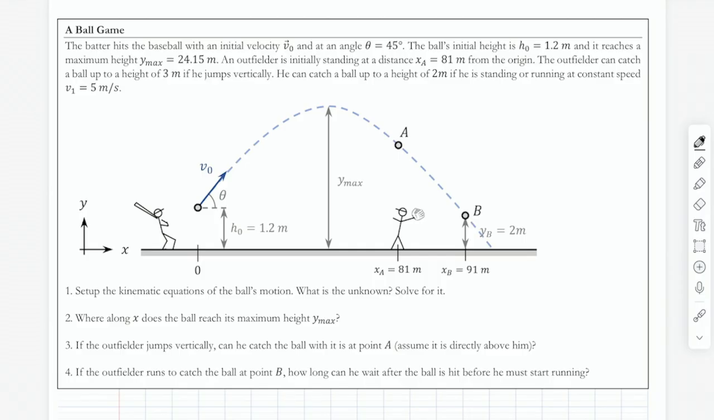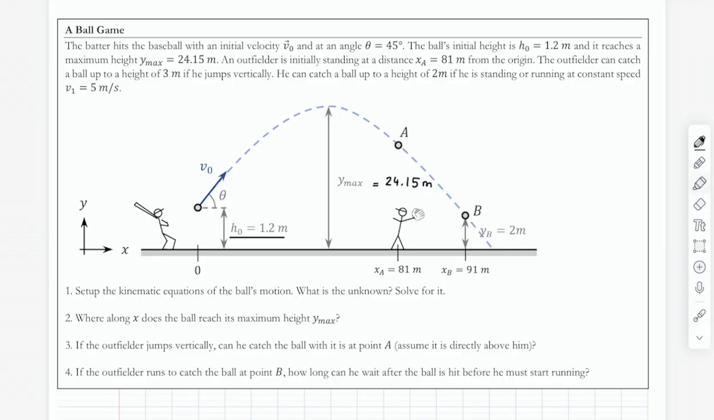We have a batter that hits the baseball with an initial velocity V0 at an angle theta of 45 degrees above the horizontal. Now the ball is hit at a height 1.2 meters above the ground. Did that on purpose. We'll see why. And then it reaches a maximum height that is known, that is 24.15 meters. Okay. And then we have an outfielder at 81 meters from home plate, which is the origin.